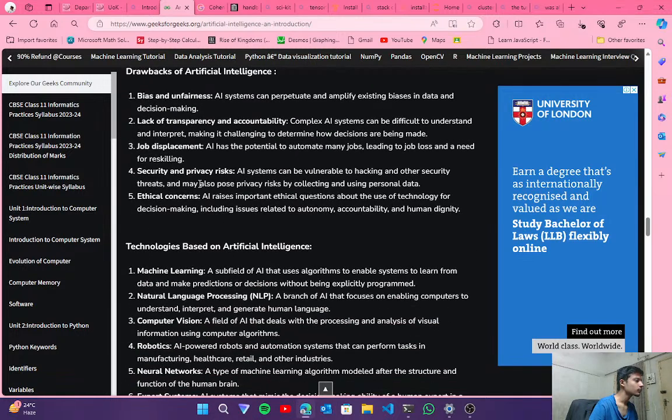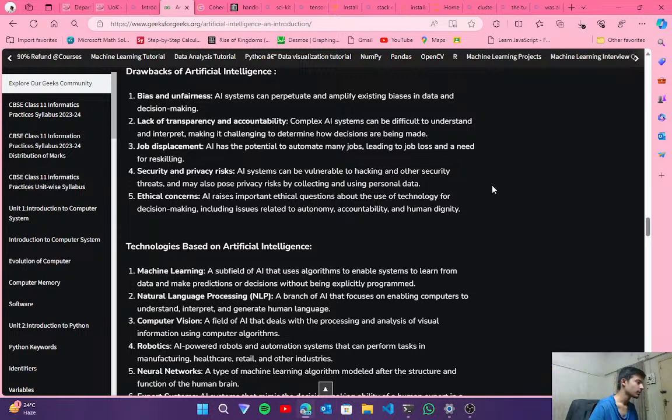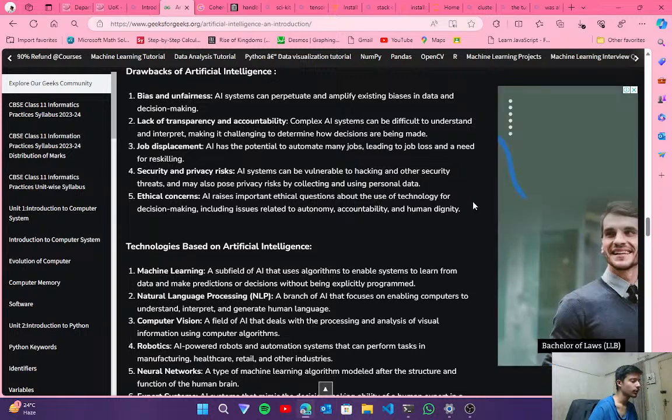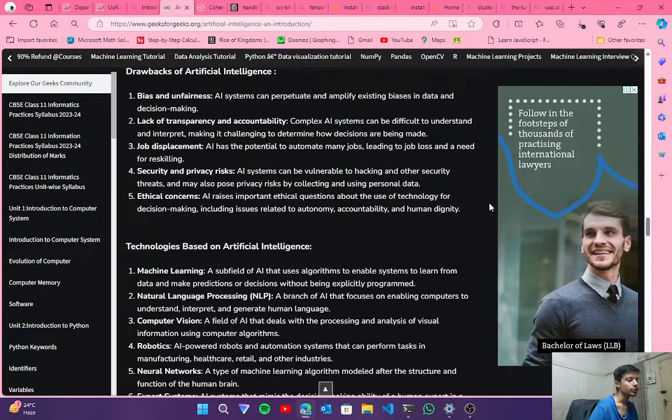Drawbacks of AI: bias or unfairness. AI systems can perpetuate and amplify existing biases in data and decision making. Yes, it can. Of course, if we are training a machine on previous data and there is bias in the previous data, then of course they will.